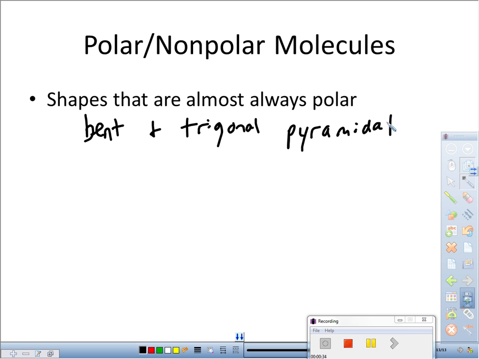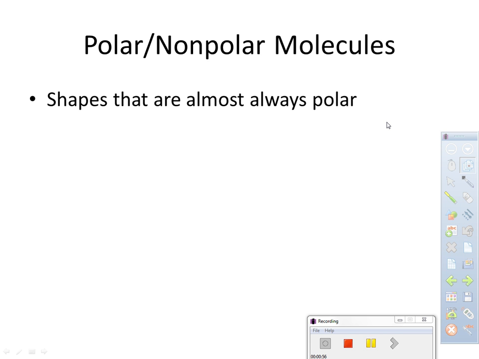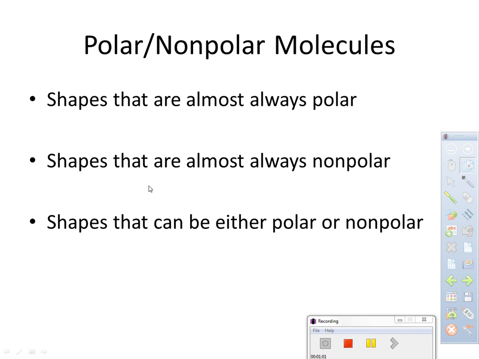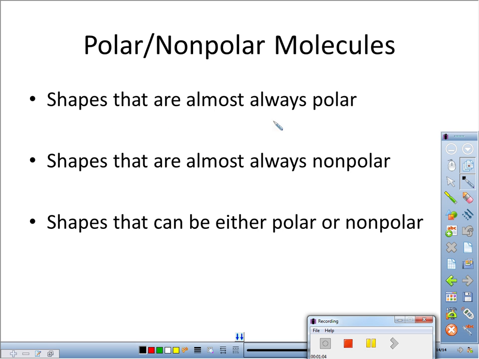This is assuming that the bonds are polar and that there's a dipole. If there's no dipole, the molecule is nonpolar. But that's assuming that the bonds are polar. Those shapes, you can pretty much bet, are going to be a polar molecule. So, bent and trigonal pyramidal. Sorry, it erases things when I click to the next slide. So bent and trigonal pyramidal are here.